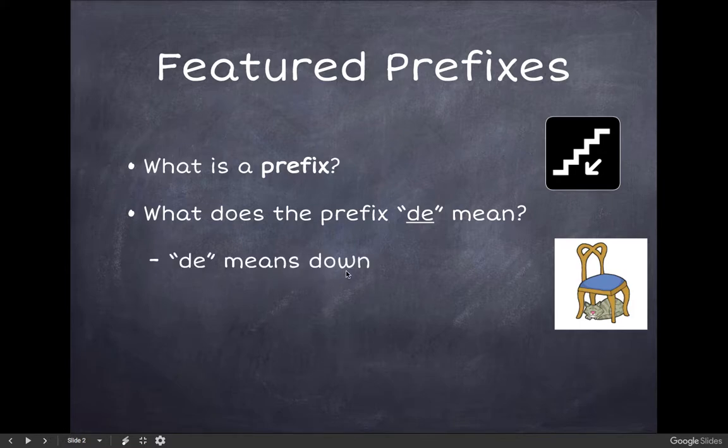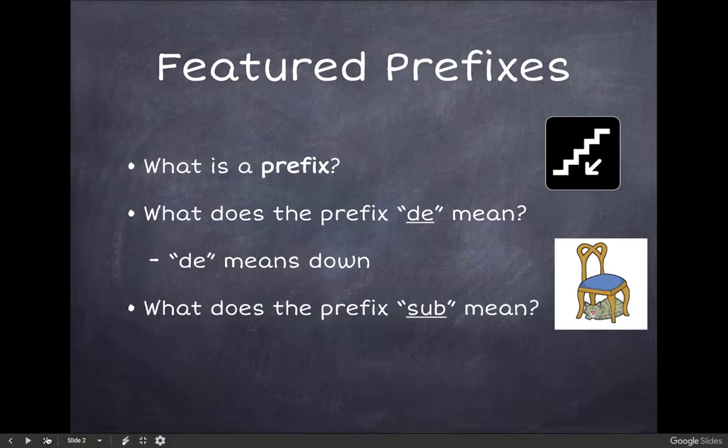D means down. So it has something to do with this image, going downstairs. What does the prefix sub mean? Pause now and write it on your whiteboard. Share your responses. Sub means under or below. You will be responsible for knowing the meanings of D and sub on the upcoming test.